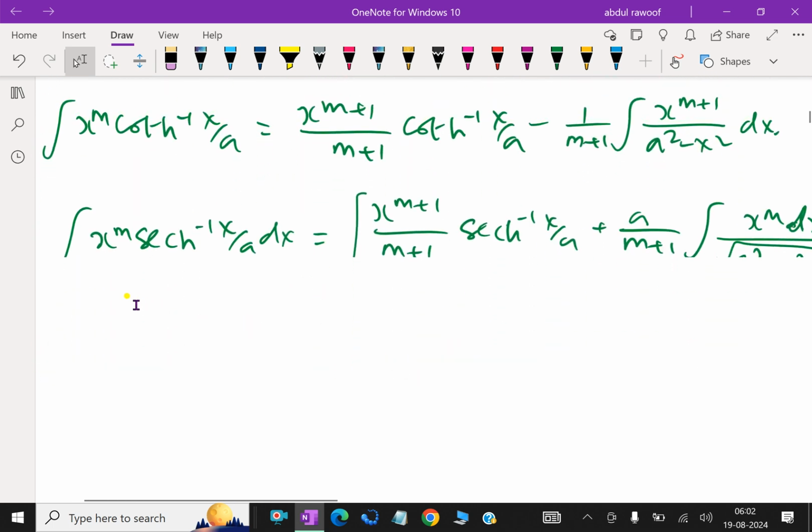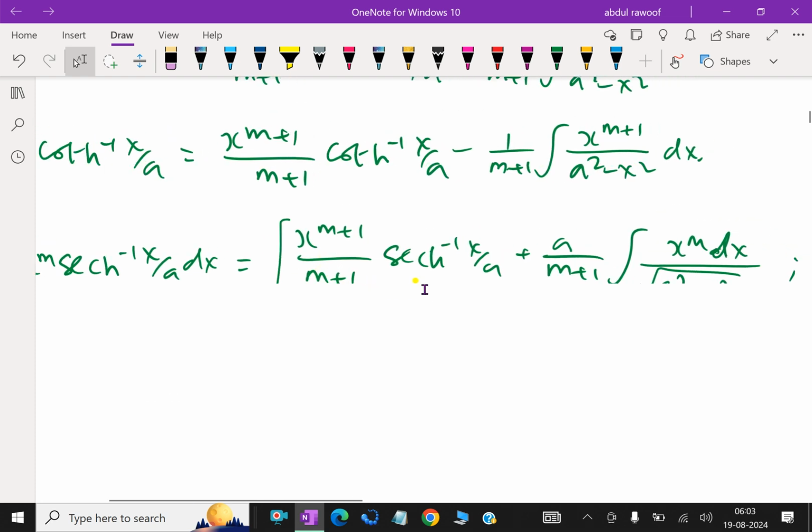Next one, integral x power m sech inverse (x/a) dx equals x power m plus 1 over m plus 1 into sech inverse (x/a) plus a over m plus 1 integral x power m dx over the square root of a square minus x square.